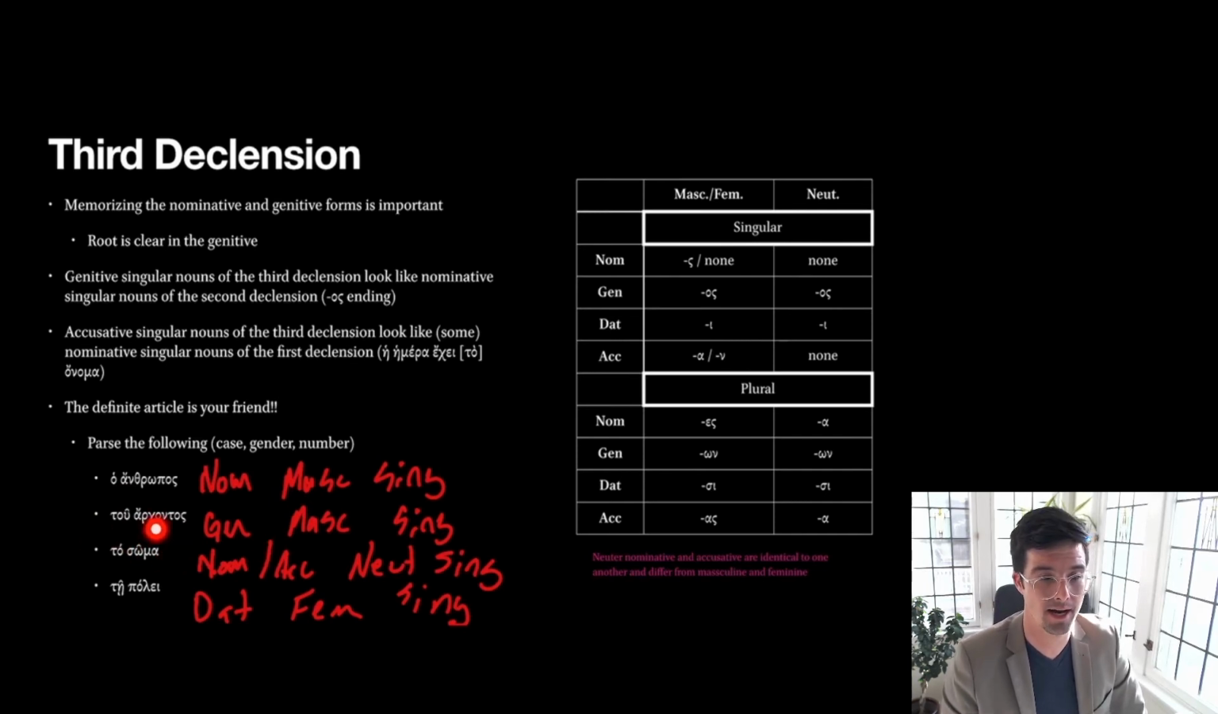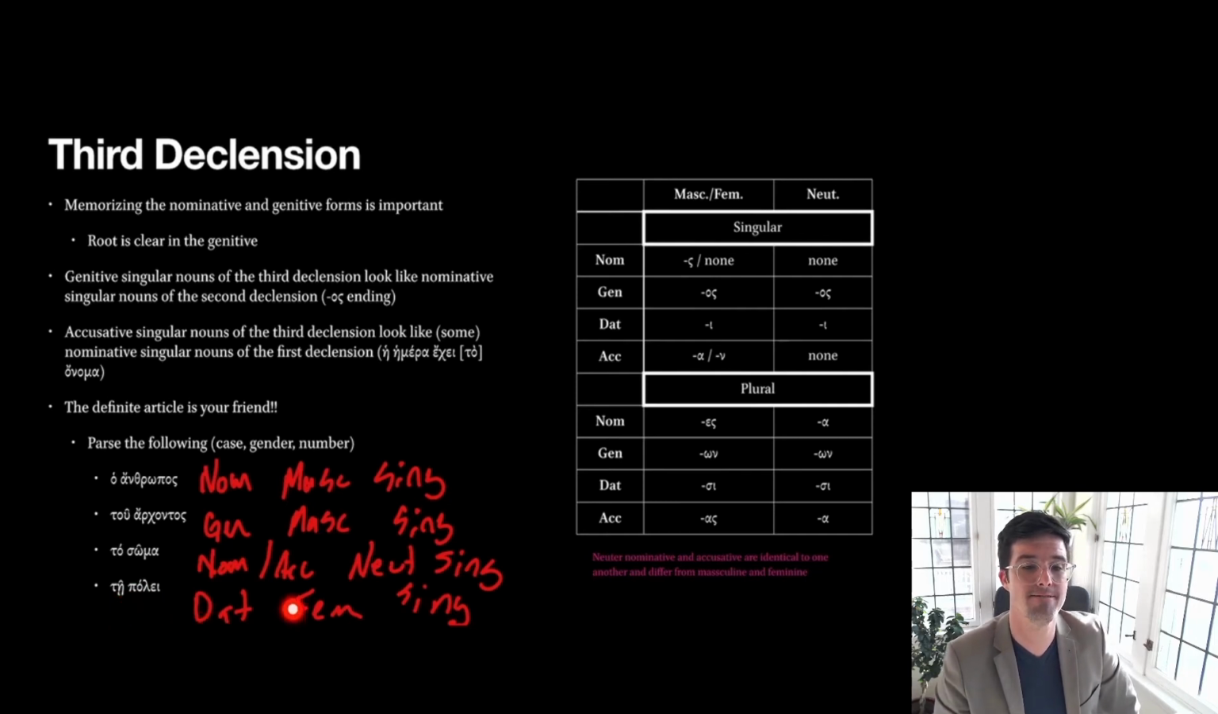That ta and the form soma can by its form either be a nominative or accusative. The only way we know which one it is is based on the context of a sentence. It's neuter and it's singular. And then lastly, te pole, we have dative, feminine, singular.